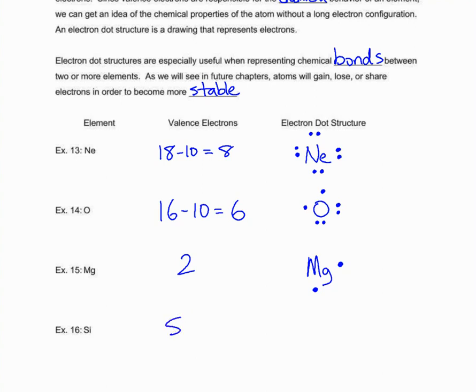Silicon is in group 14. To find the valence electrons, we subtract 10. There's 4 valence electrons. So for silicon, we can start drawing our dots. Here's 1, here's 2, here's 3, and here's 4. 1 on each side. And that is the end of Unit 3.